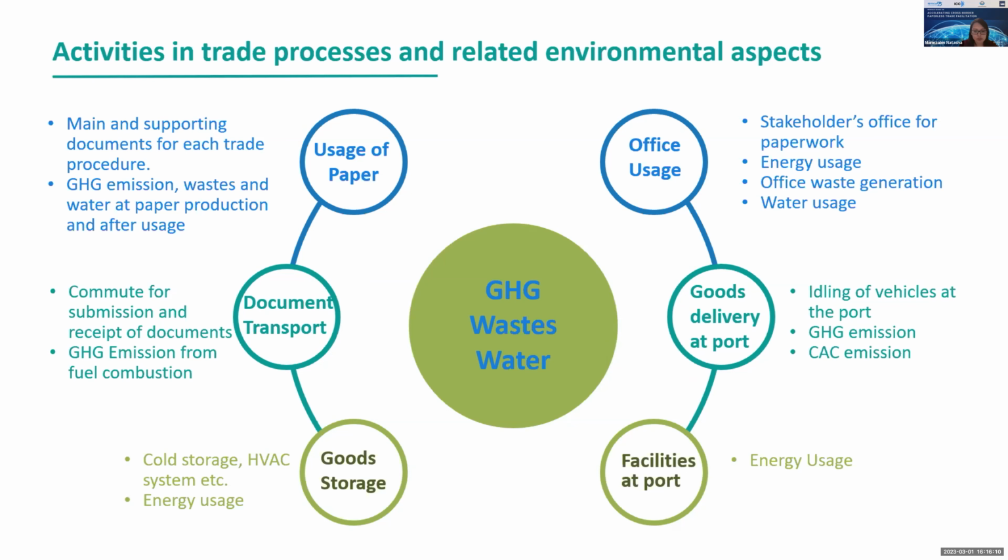Also, for the goods storage, for different kinds of goods, for example, for perishable goods, we use the cold storage, which uses the HVAC system, heating, ventilation, and cooling system, which adds up to the fugitive emission and also higher energy consumption. And then the office usage, almost all the stakeholders use some kind of office space for doing the documentation work, which contributes to the energy usage, office waste generation, and water consumption in the work premises.